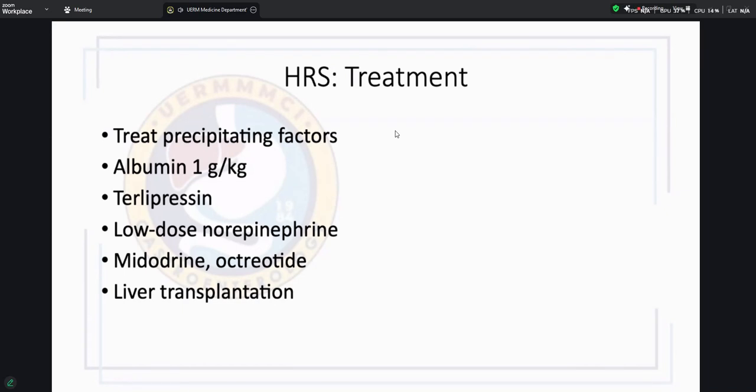Norepinephrine is also a vasoconstrictor, which may be more readily available than terlipressin. So, starting low-dose norepinephrine via continuous IV infusion is an option as well, although this would require intensive care unit monitoring since this can increase the blood pressure quickly. Midodrine and octreotide are also used in some areas, but the best therapy and only curative option for HRS would be liver transplantation.